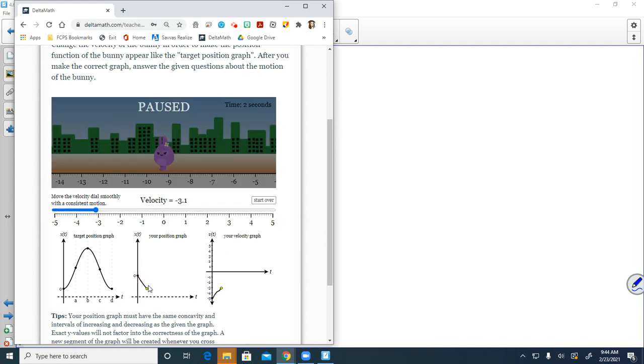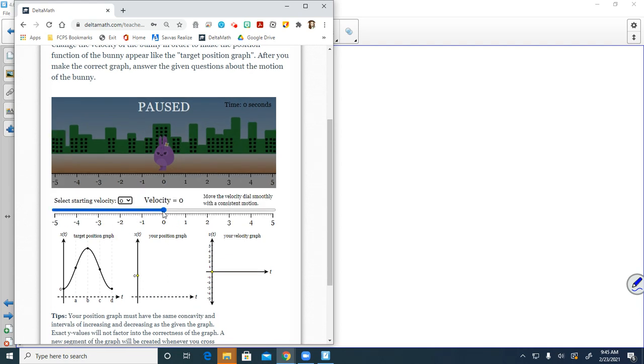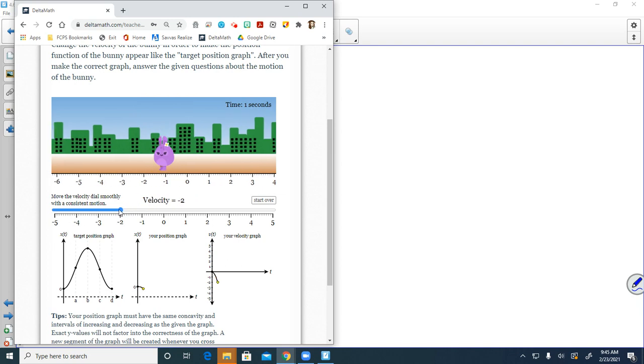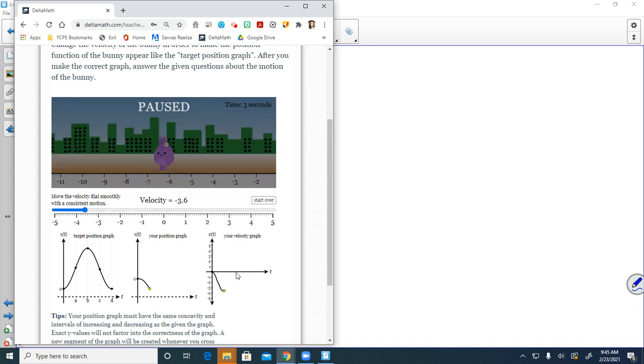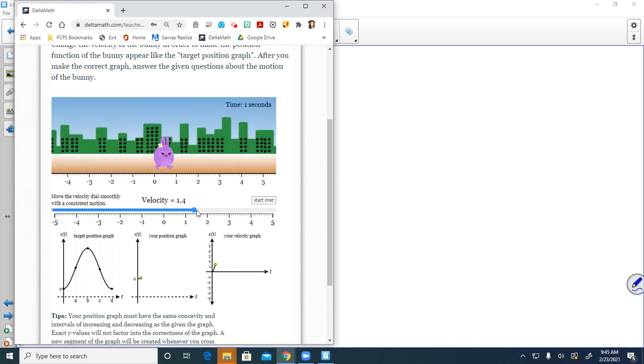Oh, look, right away I started decreasing. Okay, so let's start over. Let me try putting them at 0. Let me just try on my own. Oh man, decreasing. Okay, start over. Let me start them at 0. Let's go to the right this time.